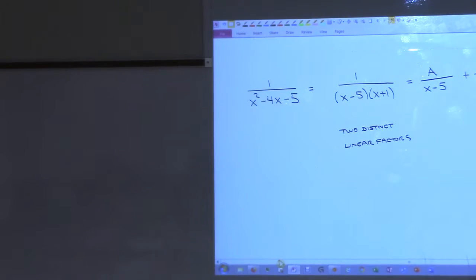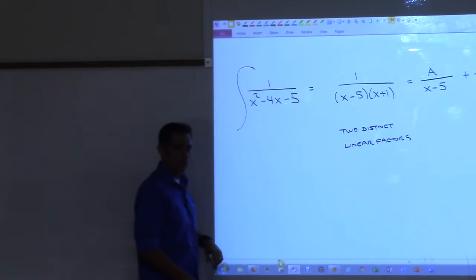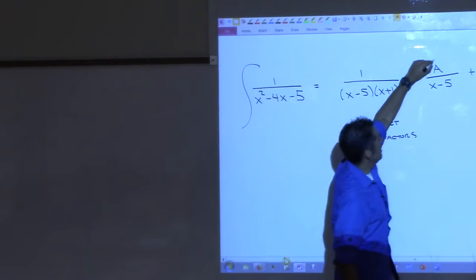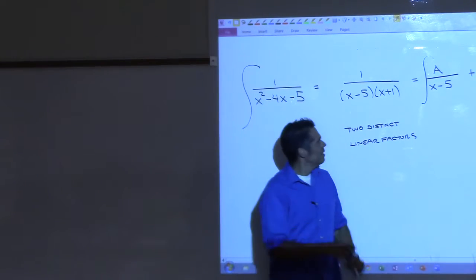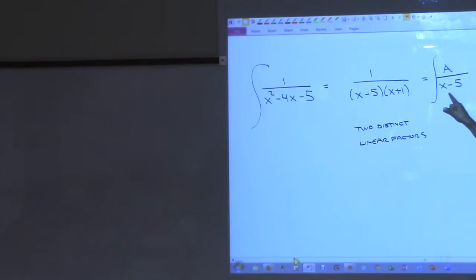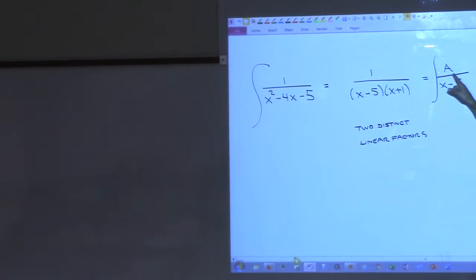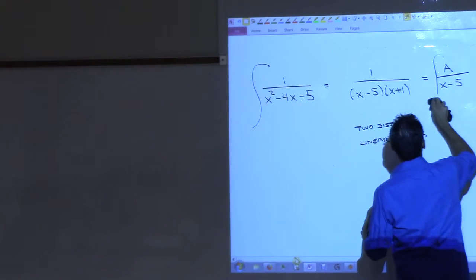Now, do you understand why this is actually really useful to us? Because if you're trying to integrate this, not so fun. If you're trying to integrate this, lots of fun, because these are simple. If you know what A is, it's just a constant over linear. The antiderivative of that is basically the natural log of x minus 5. You might have a constant out front, but it's easy to integrate. That's the whole idea. So now, let's continue with the procedure.